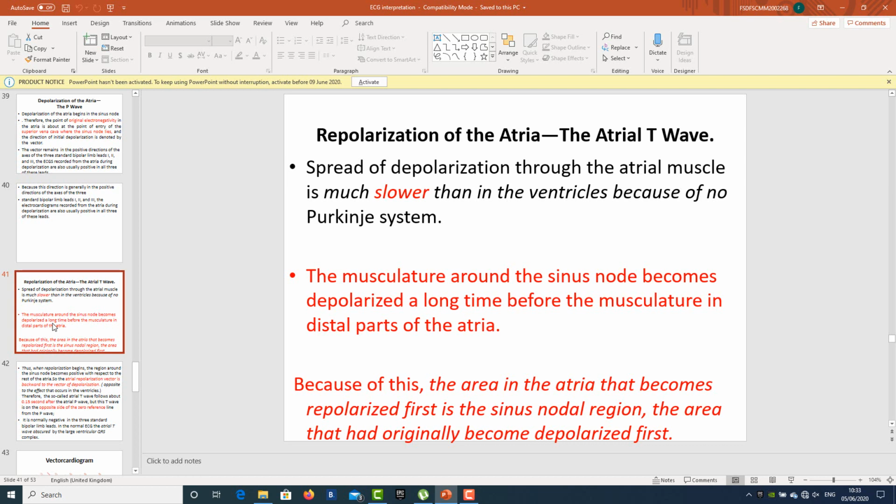The repolarization of the atria, the atrial T wave. Spread of depolarization through the atrial muscle is much slower than in the ventricles because there is no Purkinje system there. The musculature around the SA node becomes depolarized a long time before the musculature in the distal parts of the atria. Because of this, the area in the atria that becomes repolarized first is the sinus nodal region, the area that had originally become depolarized first.